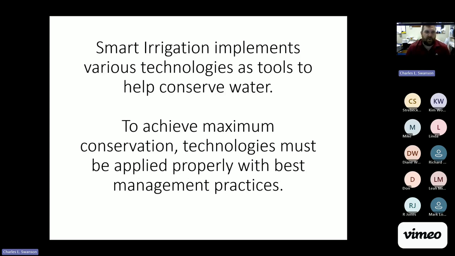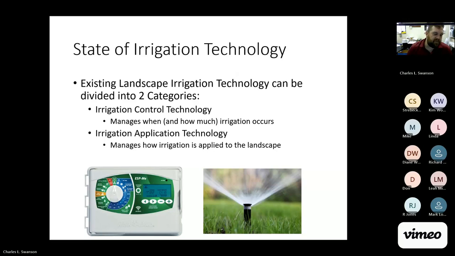There's no magic equipment when it comes to landscape irrigation that just installing it alone is going to meet all of our water needs in the future. And so keep that in mind, that when we talk about smart irrigation, these technologies are just tools, and they have to be properly implemented using best practices to achieve the best water savings. So with that, let's start out with just a simple review of the state of irrigation technology.